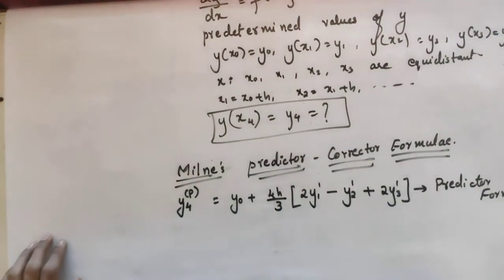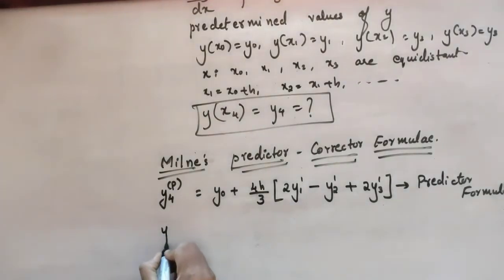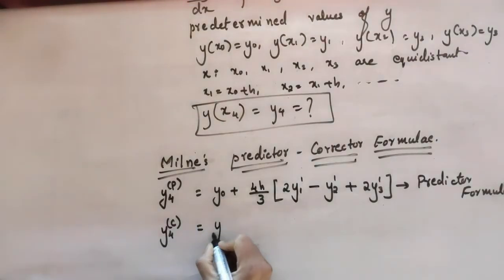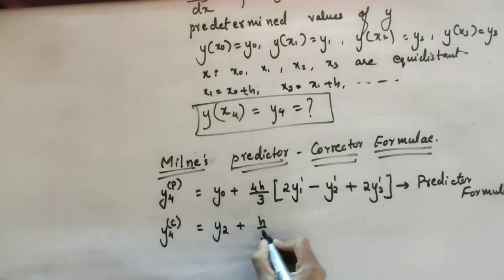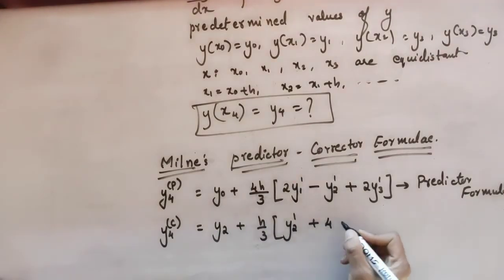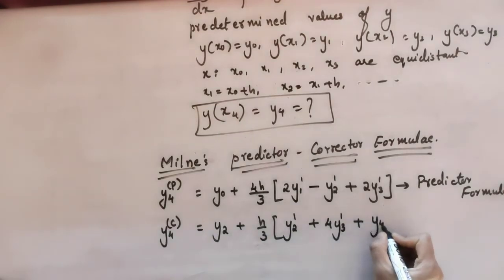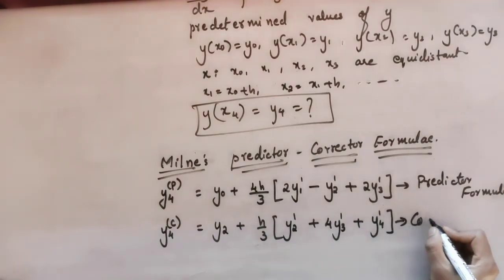So you can predict the value for y4 using this formula. Similarly, once you predict it, you need to correct it, is it not? So we need another formula for its correction. Y4, the corrected value by Milne's, is Y2 plus h over 3 times (Y2 dash plus 4 times Y3 dash plus Y4 dash). This is the corrector formula.